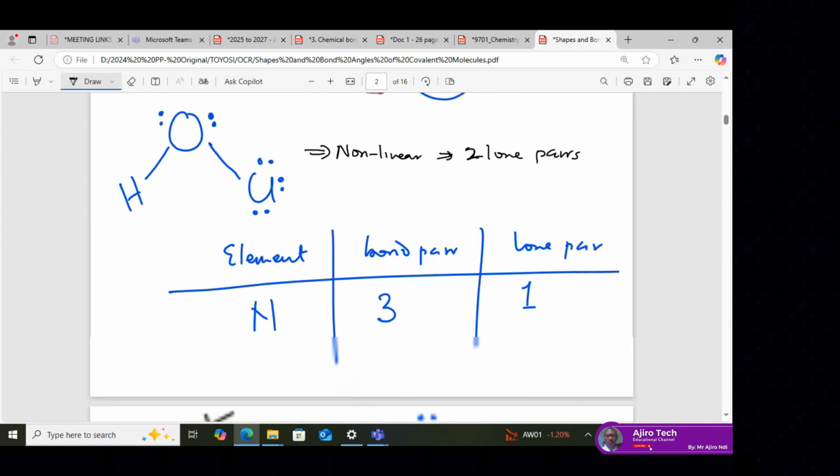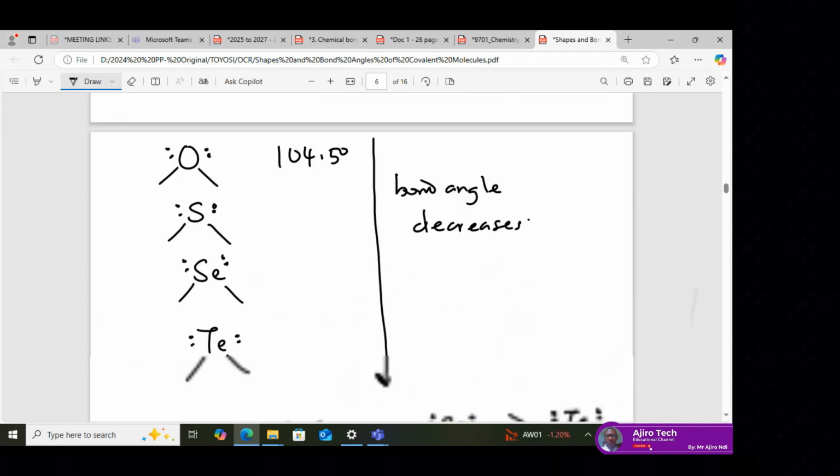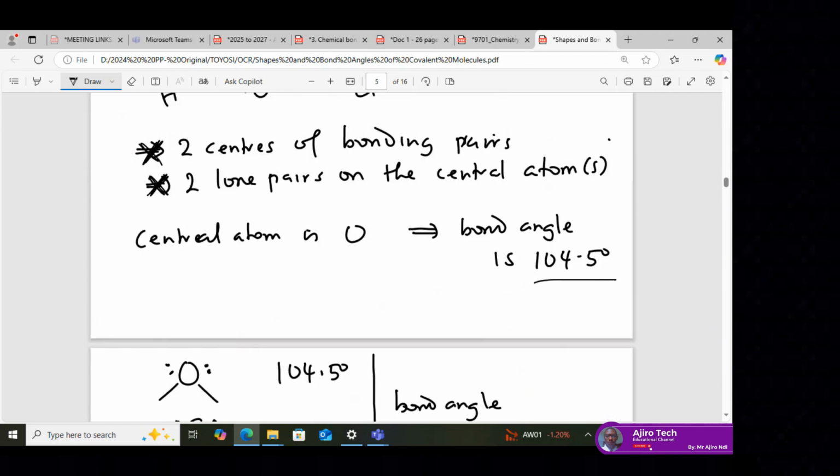Then what about non-linear, bent or V-shape? What do you say the bond angle is? 104.5. You have to remember this value. But that value is only valid if the central atom is what? You are reading what I'm writing now. When the central atom is O, what's the bond angle? The bond angle is 104.5.